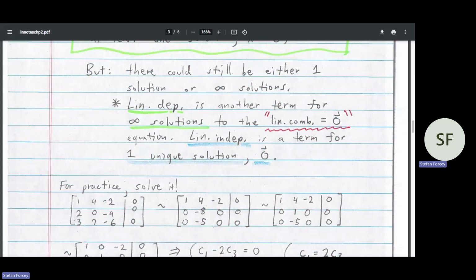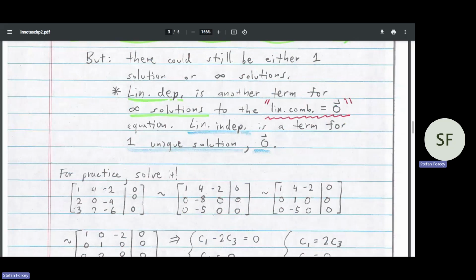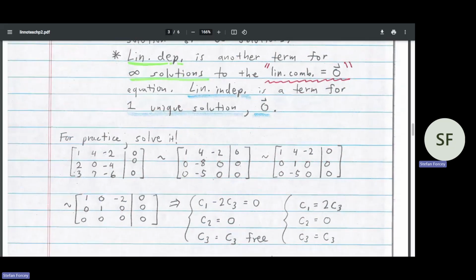So let's finish this one off and solve it. First, we'll just row reduce. So we had 1, 4, -2; 2, 0, -4; and 3, 7, -6. So use that 1 in the first position and get rid of the 2 and the 3 beneath it. But that means I have to subtract twice row 1 from row 2 and 3 times row 1 from row 3. And then I can get a 1 in the middle of the second row by dividing that row by -8, and I'll subtract 4 of it from the first row and add 5 of it to the third row.